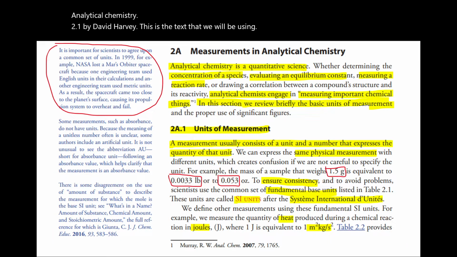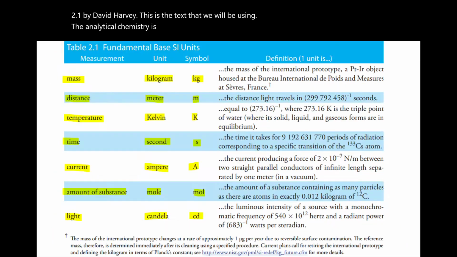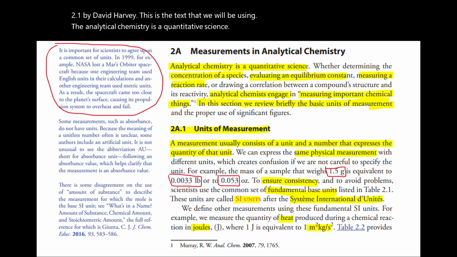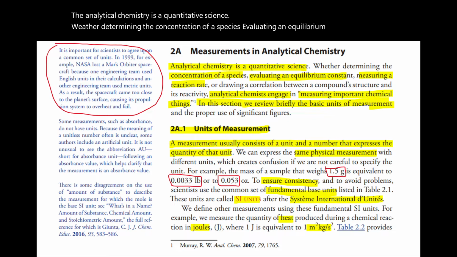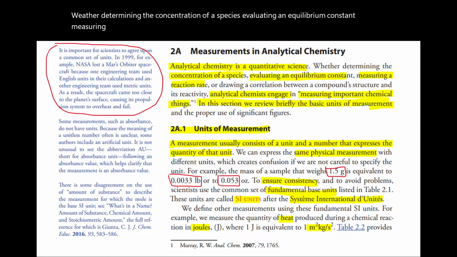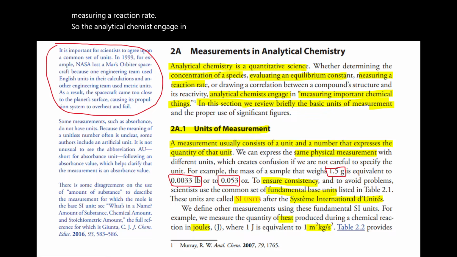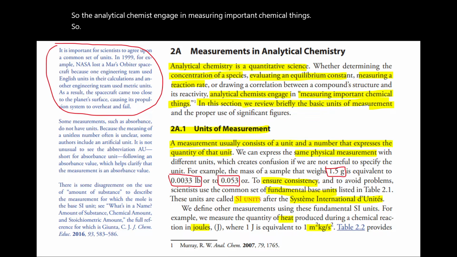Analytical chemistry is a quantitative science, whether determining the concentration of a species, evaluating an equilibrium constant, or measuring a reaction rate. So analytical chemists engage in measuring important chemical things. So we measure things. In this section, we review briefly the basic units of measurements.